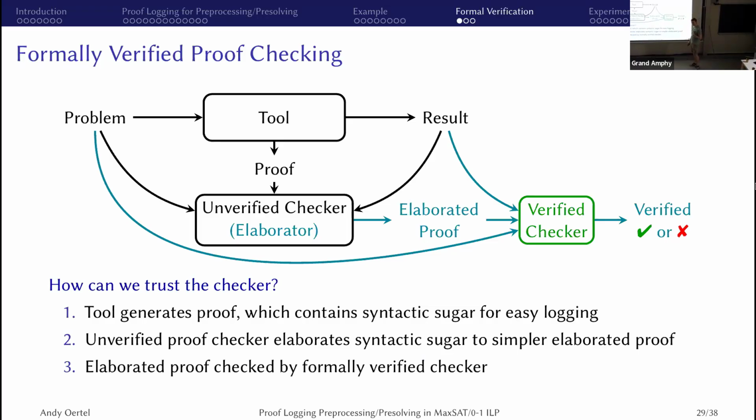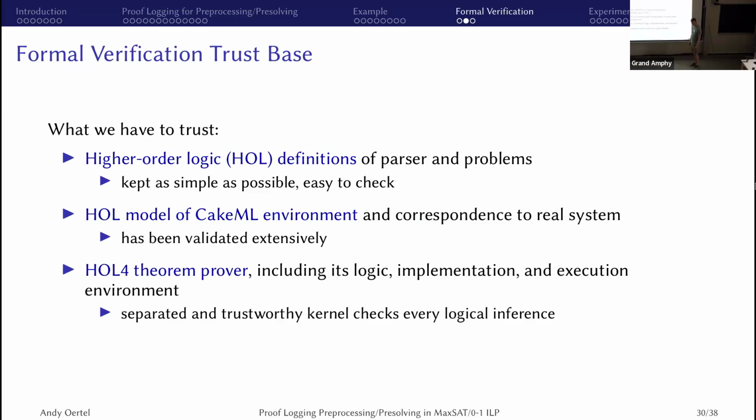And instead of trusting me, what you now have to trust is the following. You have to trust the higher order logic definitions of the problem that you want to solve and the parsers, that they are correct, but they are kept as simple as possible and should be easy to check. Then you have to trust that the people that designed CakeML got the model of the system that you're running the code on correct. But this has been validated extensively in papers and by certification, also by validation.